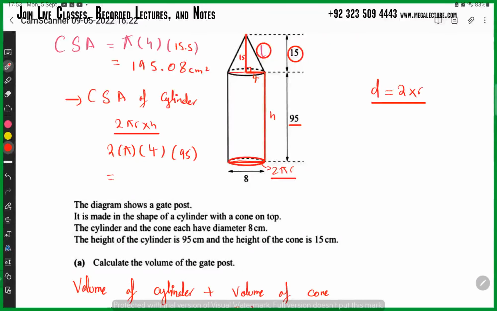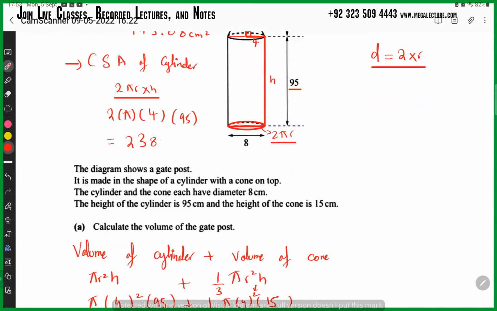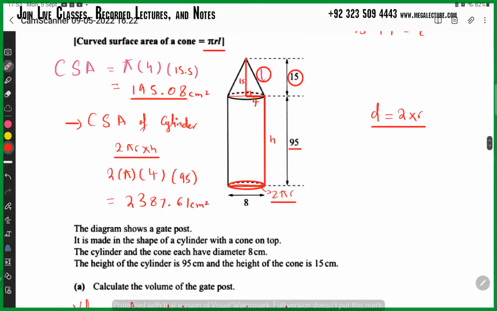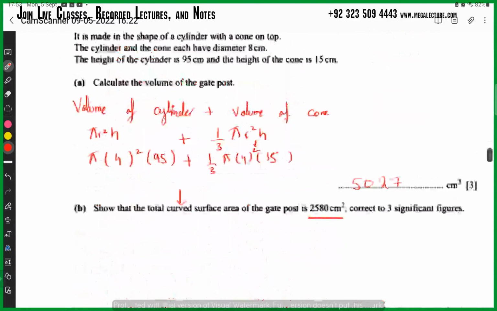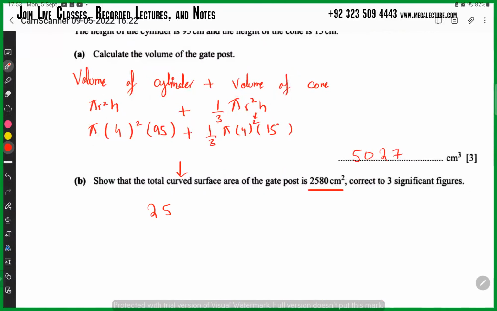So now we are just supposed to find this value as well. So 2 multiplied by pi multiplied by 4, multiplied by 95. And that is going to give you 2387.61 centimeter square. Now we are supposed to add these two values. So whatever you have on your calculator display plus 195.08, and that should give you 2582.7 centimeter square. But you have been asked to give the final answer up to 3 significant figures. So it is going to be 2580 centimeter square, and this is going to be the answer.